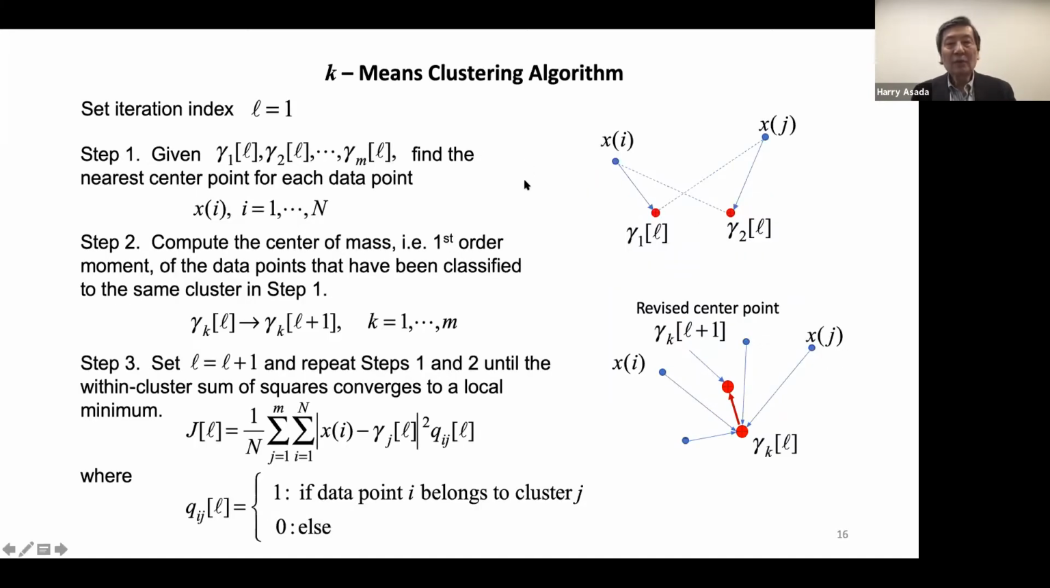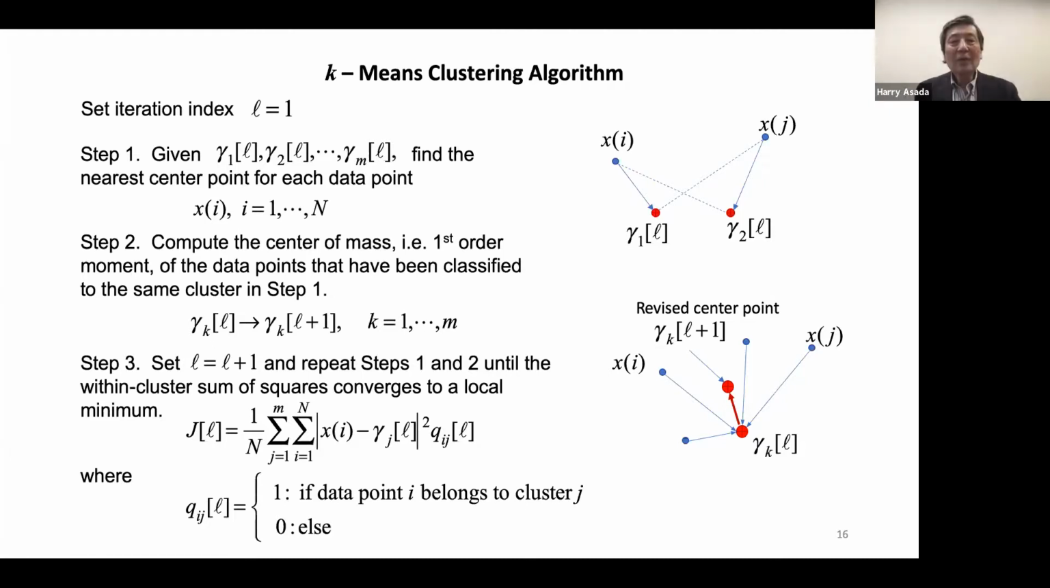So now see how we can determine these. We use an algorithm called the k-means clustering algorithm. It's not the k-nearest neighbor algorithm, okay? K-means clustering algorithm. So step 1, we set the iteration index L equal to 0. I'm starting with L equals 0, otherwise it doesn't go. We are given gamma 1,0, gamma 2,0, up to gamma M,0, the initial conditions being given.